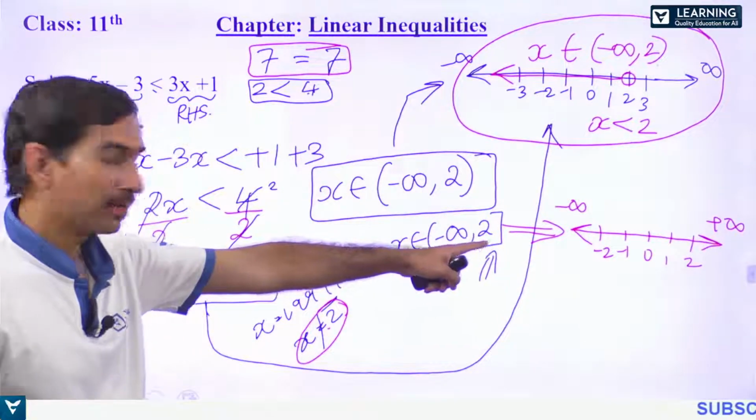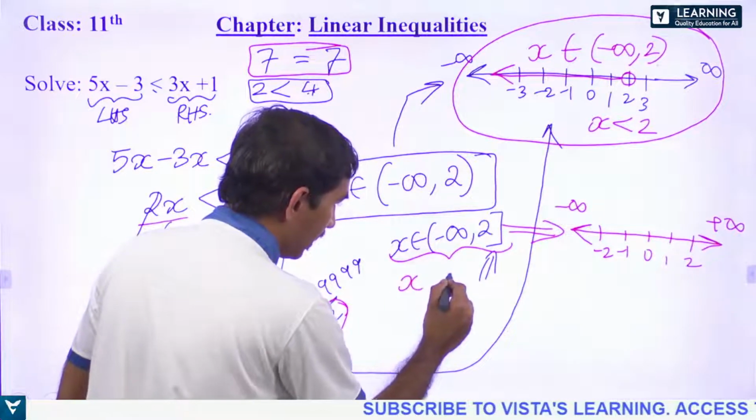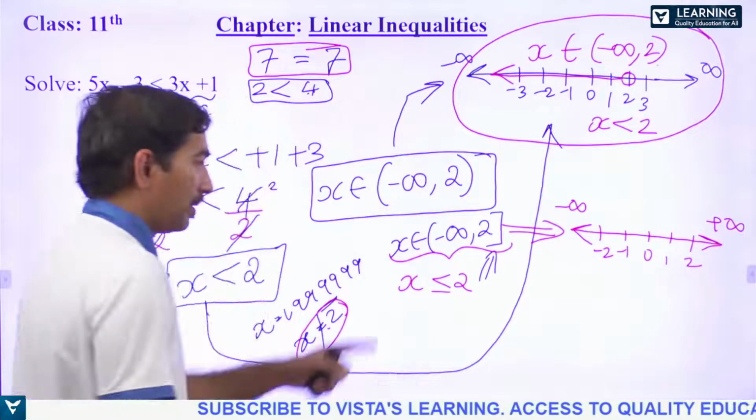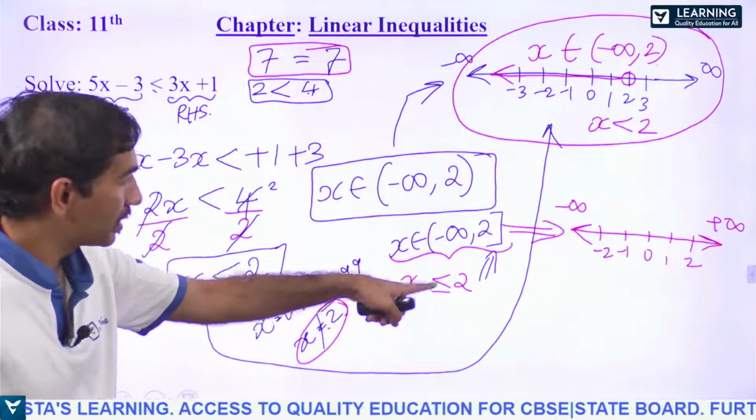Square bracket means what? So how is this inequality written? In terms of inequality, this is written like this: x is lesser than or equal to 2. It means x can be equal to 2 or it can also be lesser than 2. So how do we represent this on the graph?